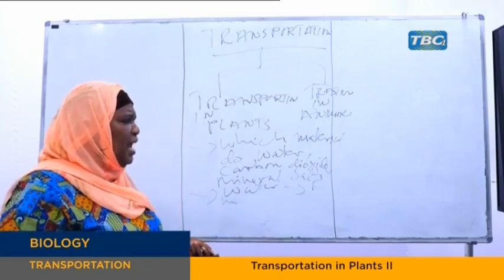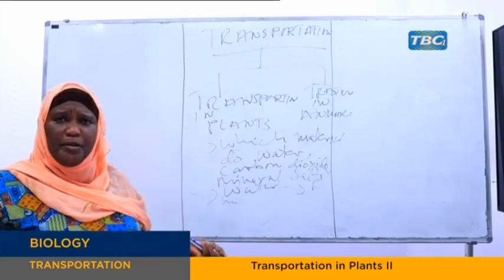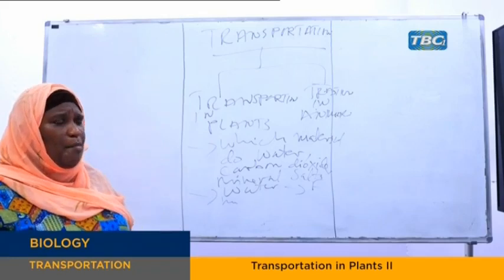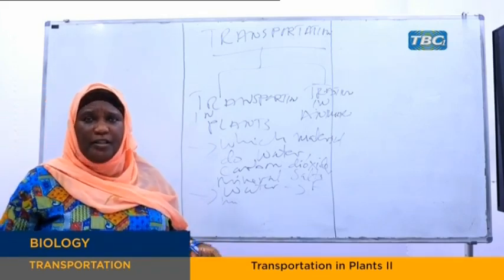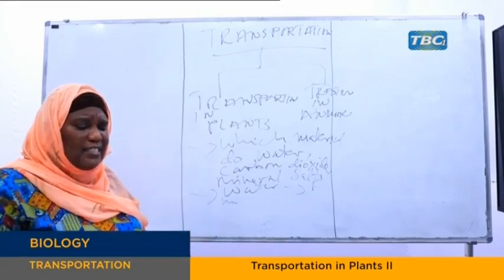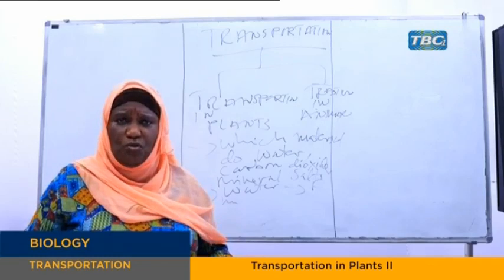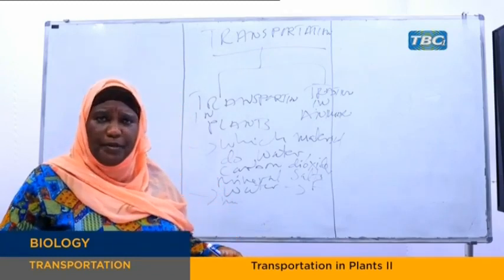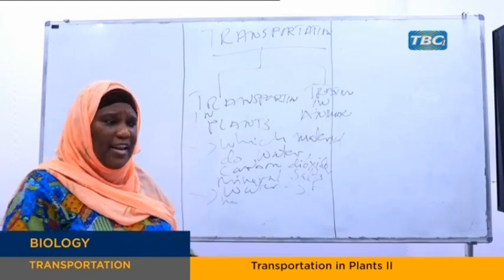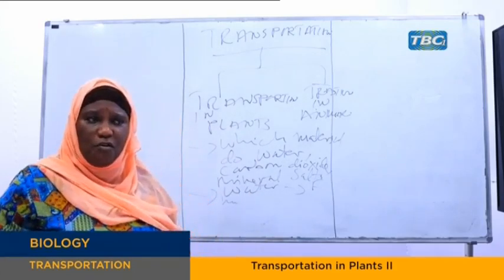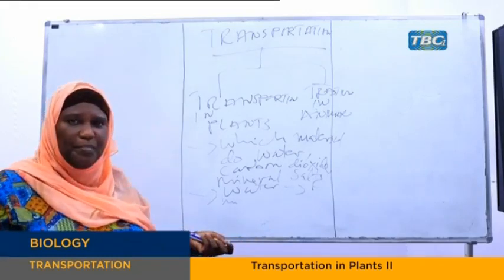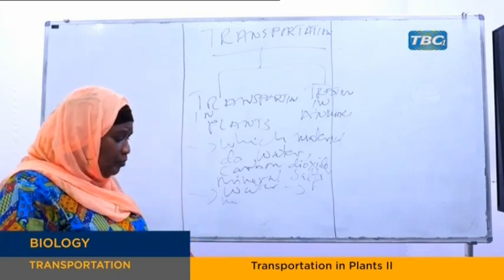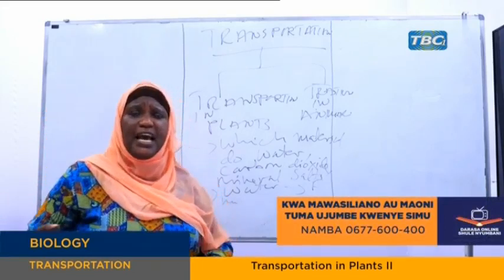But you can also consider another angle, not only the materials which are needed by the body. You may find that sometimes an organism produces waste products. Then you should ask yourself, should the waste products remain in the body? Obviously no. The waste products which are produced during metabolic activities should be removed. They should be removed from the area of production to the area of removal. For instance, when you consider urea, soon after being produced by the body, it should be eliminated.